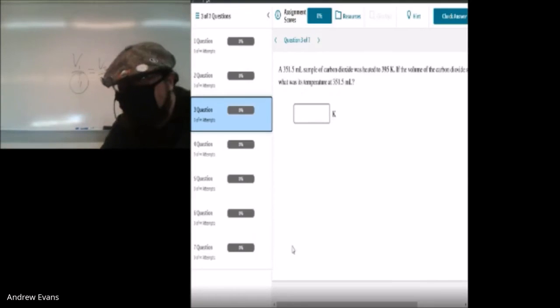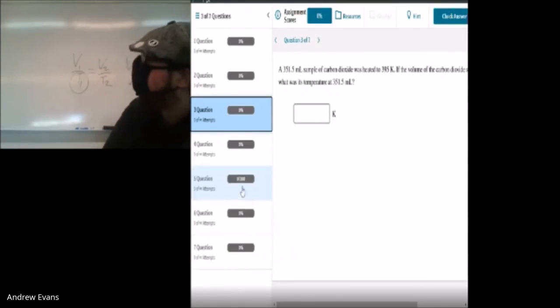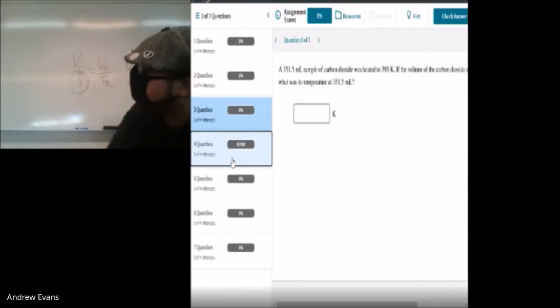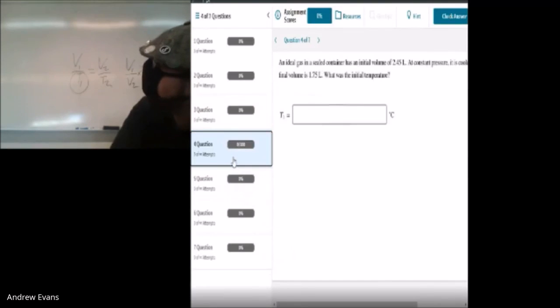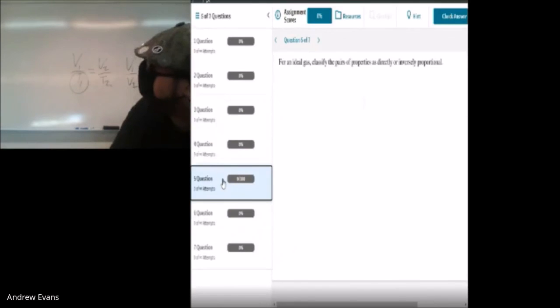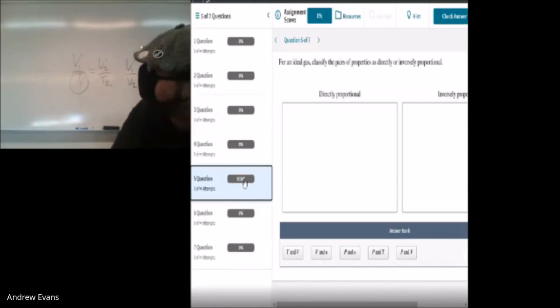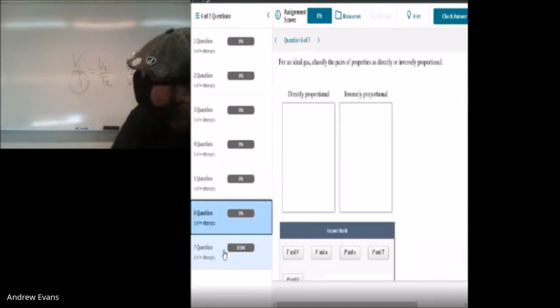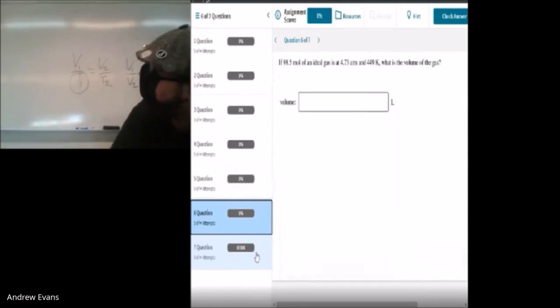I'm going to try to find time to run through, or at least set up, 2 more problems. Let's look at this. Might skip this one. Okay, that one I'm going to skip. You just have to put directly proportional or inversely proportional. So that's not bad. I'll look at this one and the last one.